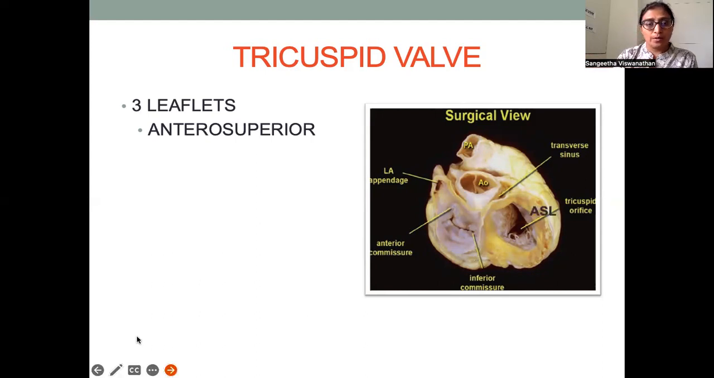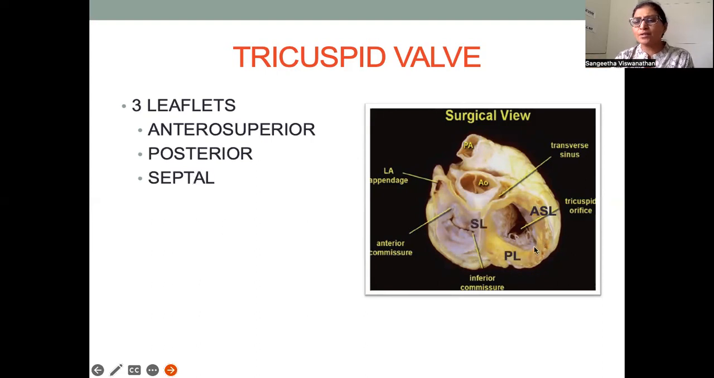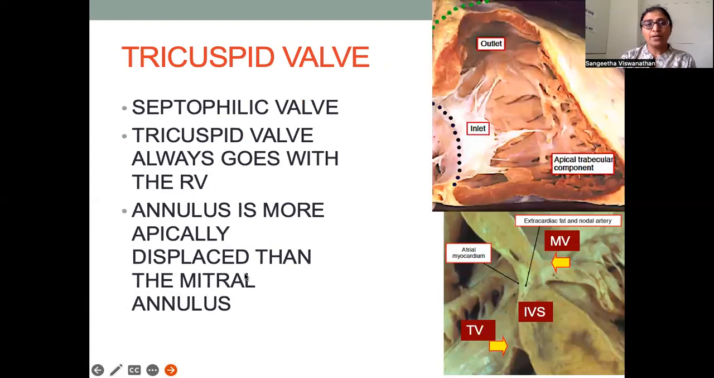Okay. So tricuspid valve anterosuperior, septal, and posterior or neural, you can call it either. You can call it an ASL, this is this leaflet, and anterior and superior, septal, which is attached to the septum, and posterior or neural leaflet. Tricuspid valve is septophilic, attachment to the septum. It always goes with the right ventricle, and it is more apically displaced than the mitral annulus. Okay. So this is the mitral valve attachment. This is the interventricular septum. This is the tricuspid valve attachment.